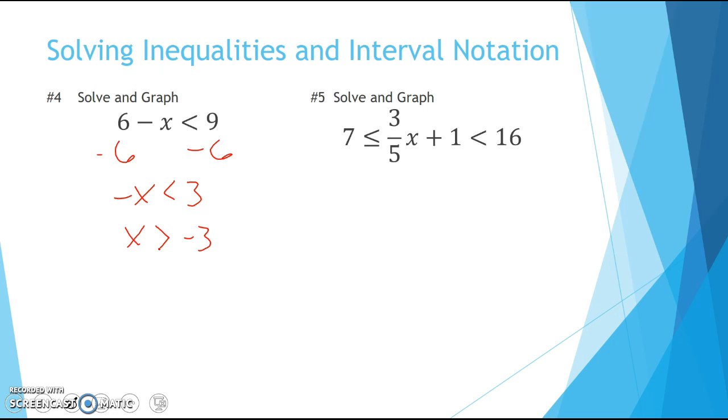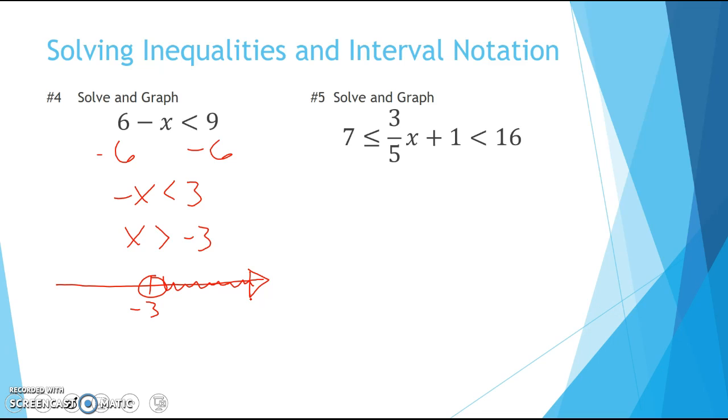So if I were to graph this inequality, it would look like this. If this is negative 3 right here, I'd have an open circle at negative 3, and I would want to shade everything to the right of that, and it would look like that.